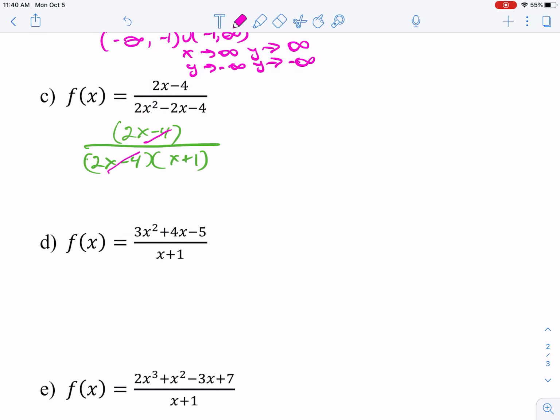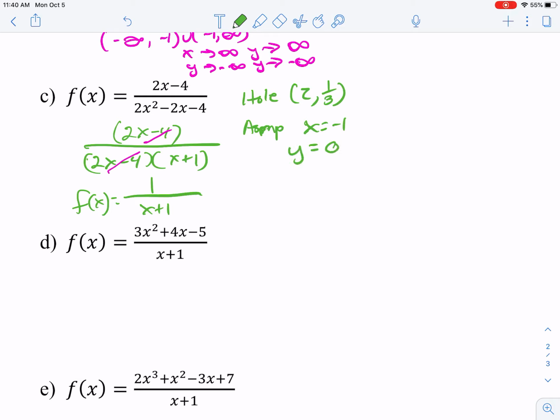Now what happens? These guys cross out. It's not a line this time, though. It's a rational function with a hole. Okay, so your hole is at 2. When you plug in 2, you get 1/3. Asymptotes. You have x equals negative 1 and y equals, it's now bottom heavy, so it's 0. End behavior, x goes to infinity, y goes to 0, x goes negative, y goes to 0.